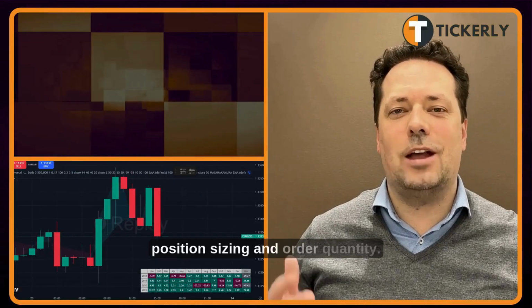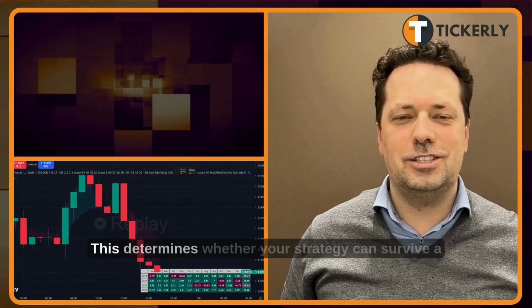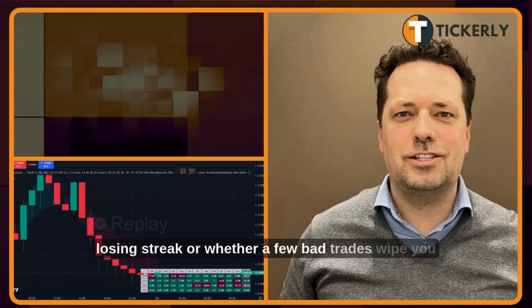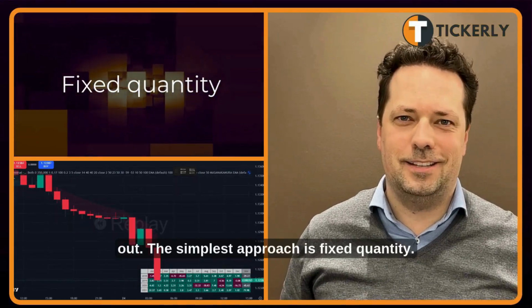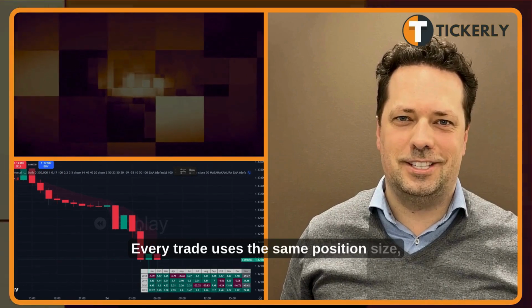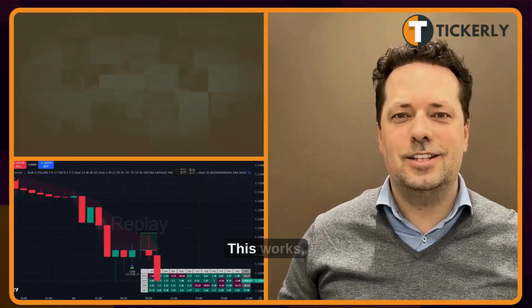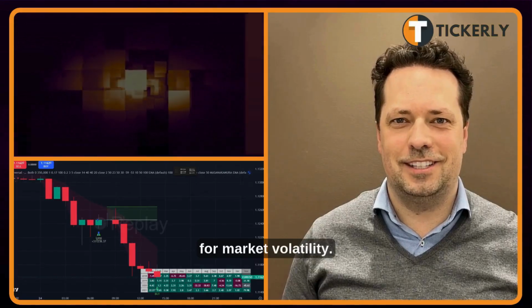Which brings us to the fourth element: position sizing and order quantity. How much do you risk on each trade? This determines whether your strategy can survive a losing streak or whether a few bad trades wipe you out. The simplest approach is fixed quantity. Every trade uses the same position size, say $100 or 0.1 Bitcoin. This works, but it ignores account growth and it doesn't adjust for market volatility.